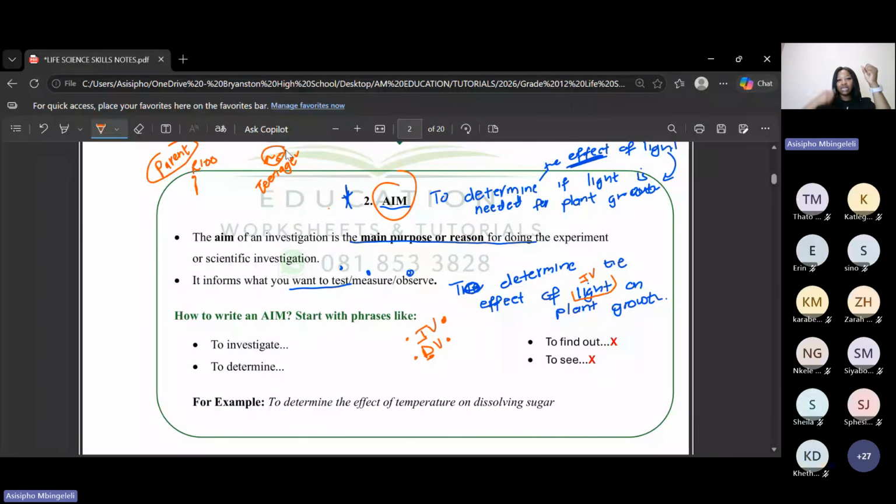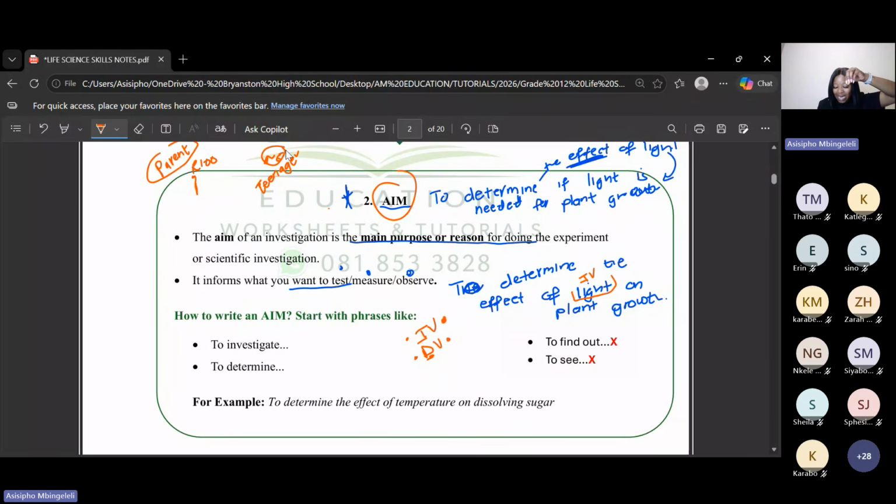If the parent has money, the teenager will be able to buy sweets. If the parent doesn't have money, the teenager won't be able to buy sweets. You are not going to get a simple investigation like that in your exam, though. Let's come back to mine, right? To determine the effect of light on what exactly?